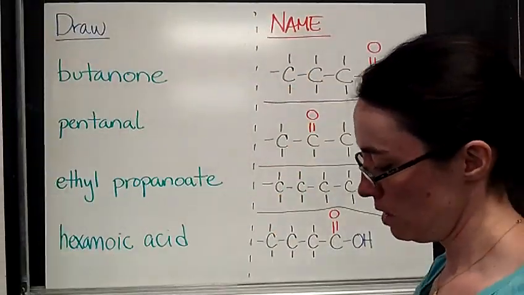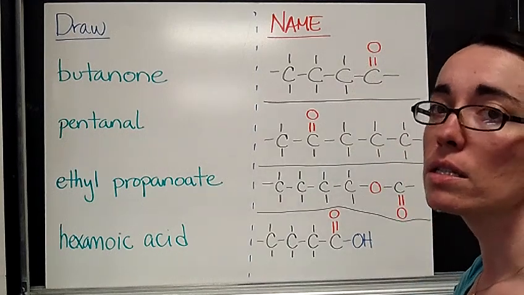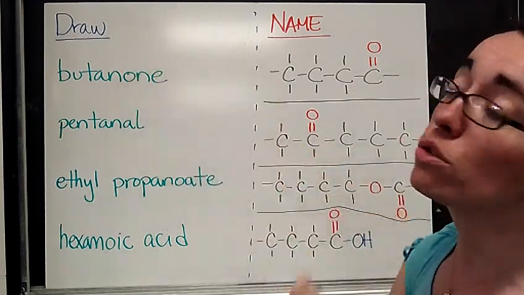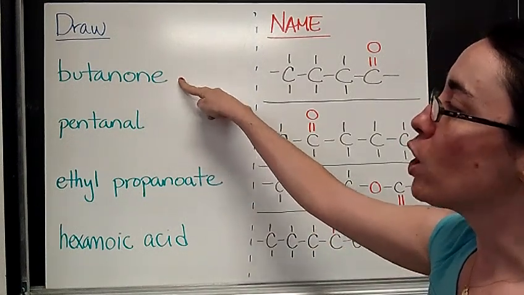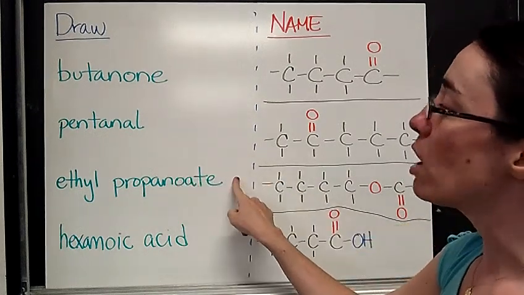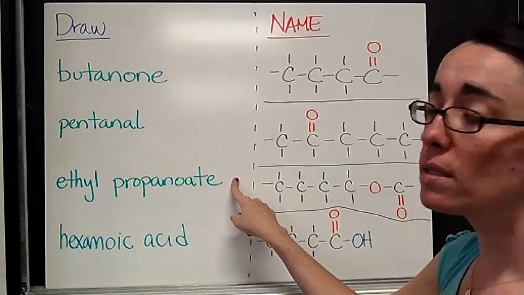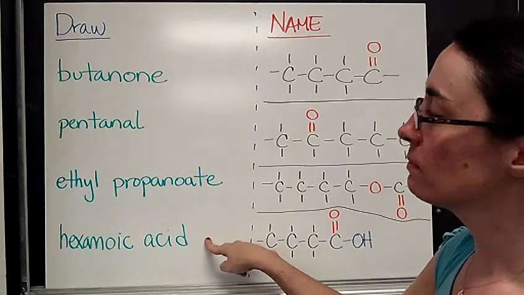All right. We've come to the end of the lesson. Here are 2 different exercises that I want you to do. In the first one, I want you to draw the structure. I would like you to draw me butanone. I would like you to draw me pentanal. I would like you to draw me ethyl propanoate. And I would like you to draw me hexanoic acid.